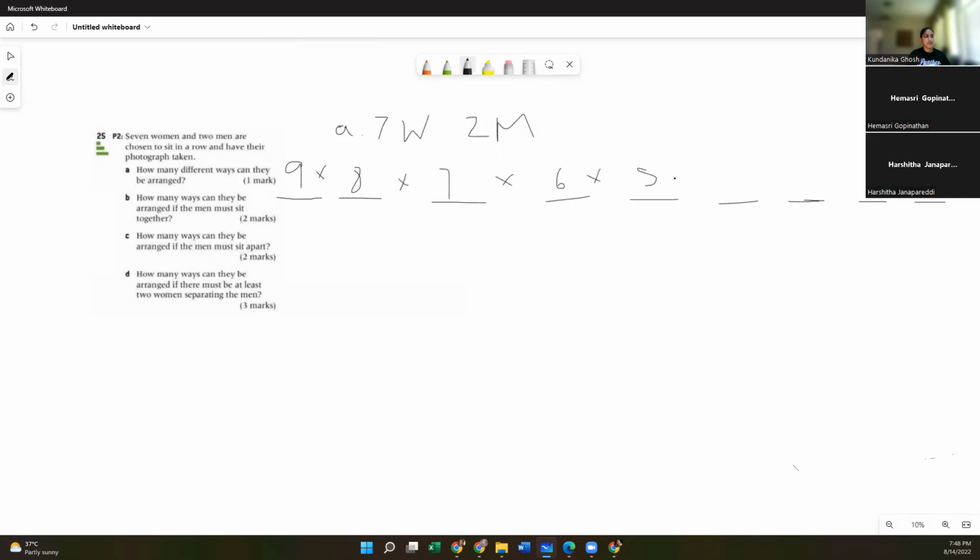So 6, 5, 4, 3, 2, then 1, which is just 9 factorial, right? So 9 factorial, again, if it's a no calculator problem and it's something like that, you can just leave it as 9 factorial. If you have a calculator, I would probably say just write down the answer. So that's going to be 362,880.